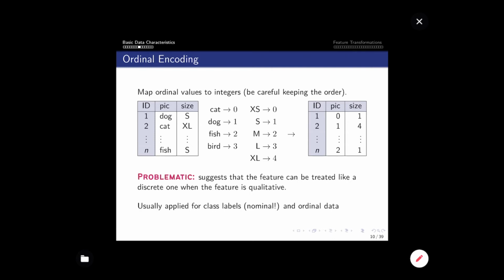Okay, so this is just one of those things: this encoding suggests that the feature can be treated like a discrete feature, but actually these distances just don't make sense. And usually you would use this encoding for ordinal data, but it's also often applied for the class label.